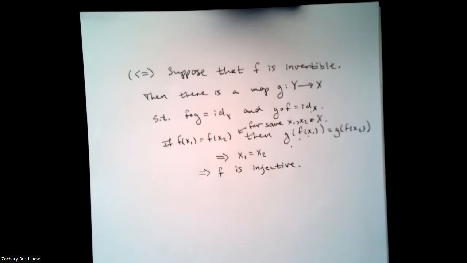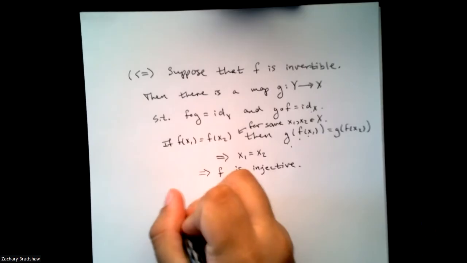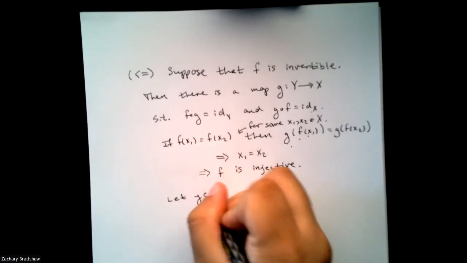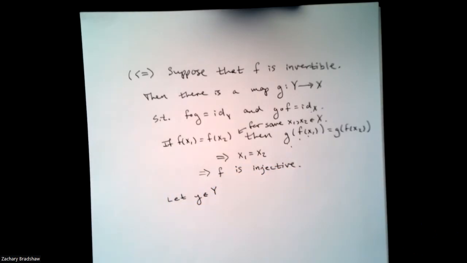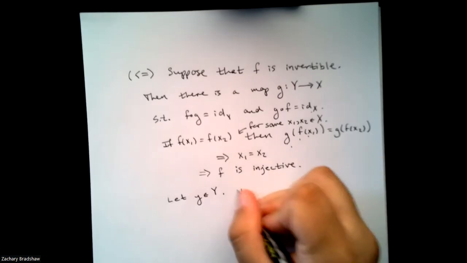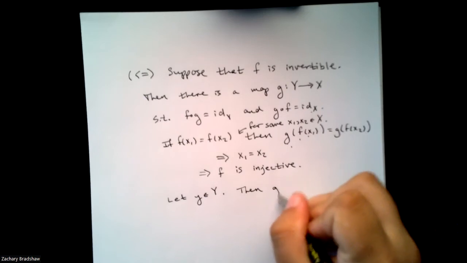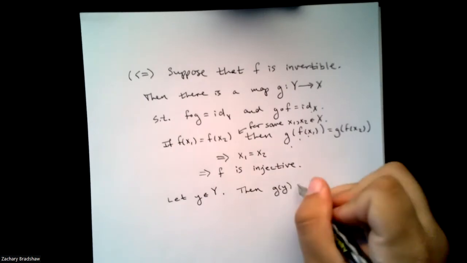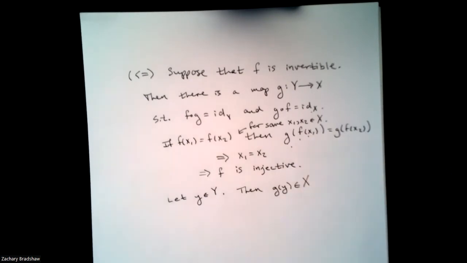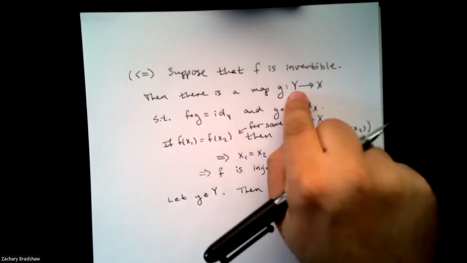Okay, so how do we get surjectivity? Well, let's just take some arbitrary y in the set y. What we have to do is find some element of x which gets mapped to y. Well, I know that if y is in the set y, that means that g of y, which is the inverse of f, is in x, right? Because g is a map from y to x.